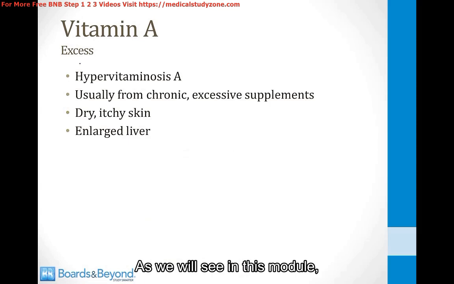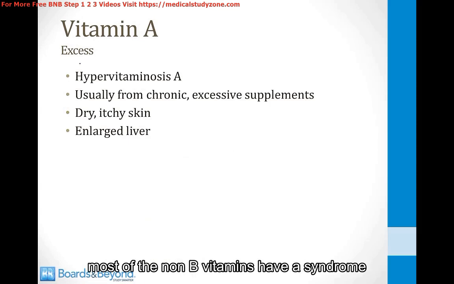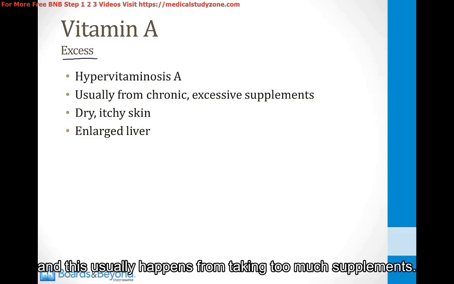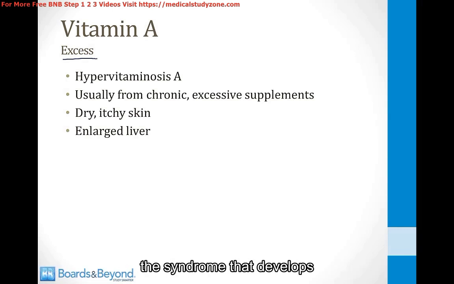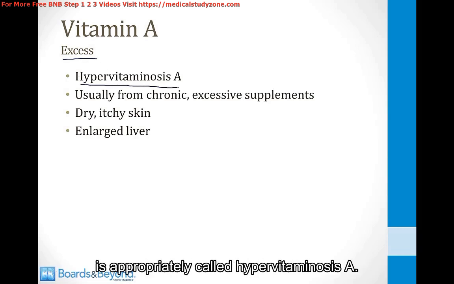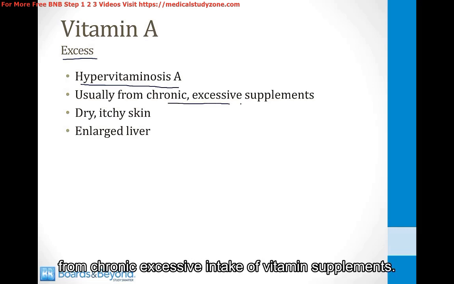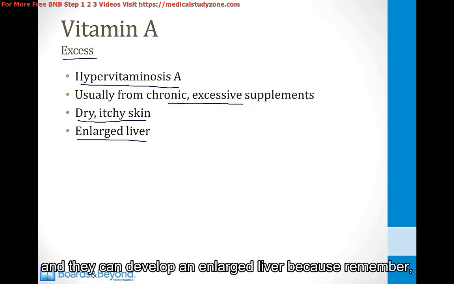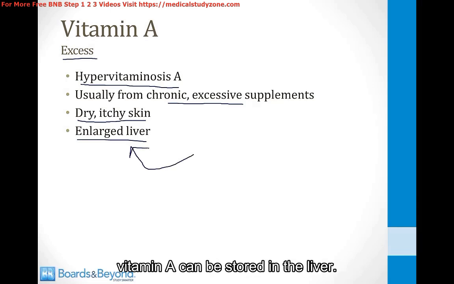As we will see in this module, most of the non-B vitamins have a syndrome that can develop if you consume excess vitamin, and this usually happens from taking too many supplements. In the case of vitamin A, the syndrome that develops is appropriately called hypervitaminosis A. This is usually from chronic excessive intake of vitamin supplements. What happens is these patients develop dry, itchy skin, and they can develop an enlarged liver because, remember, vitamin A can be stored in the liver.